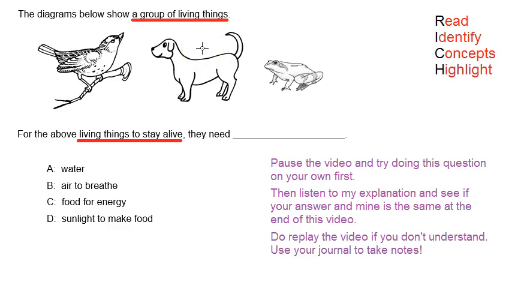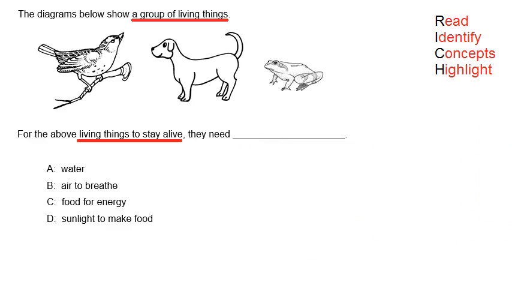So in this case, the diagram below shows a group of living things. There are three living things here. A picture of a bird. The bird is a living thing, the dog is a living thing, and a frog or a toad is a living thing. Now, for the above living things to stay alive, they are given A, B, C, and D. So let's look at it one by one.